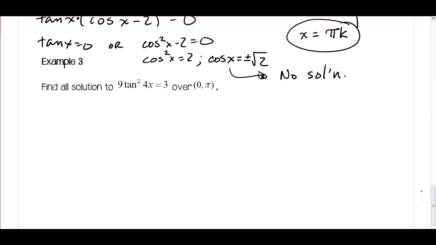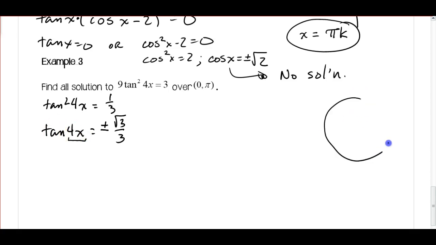Alright, moving on to example 3. I'm going to divide both sides by 9, so I get tan squared 4x is equal to 1/3. I'm going to take the square root of both sides. I get tan 4x is equal to positive or negative, when I take the square root of that and simplify, square root of 3 over 3. If you have a question about that, make sure you ask me. So now, we'll worry about this 4 in a minute. I'm looking for all the places where the tangent is either positive or negative root 3 over 3.